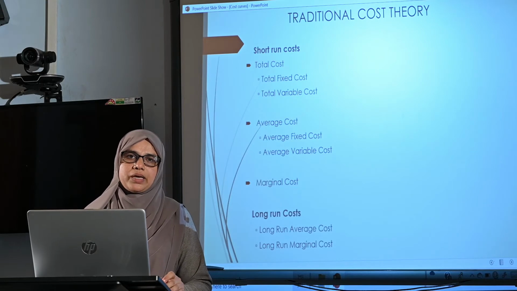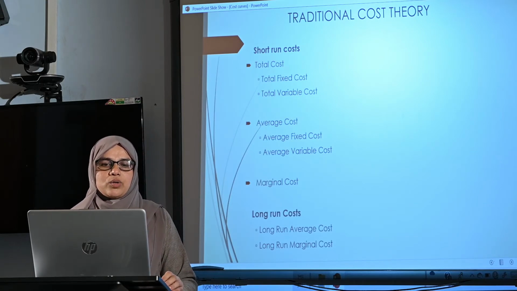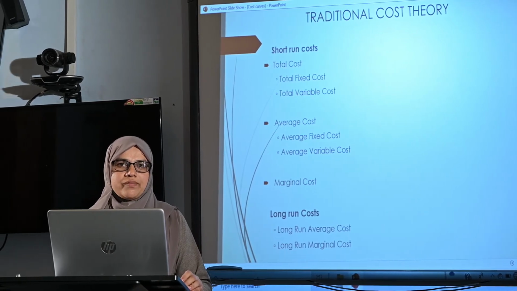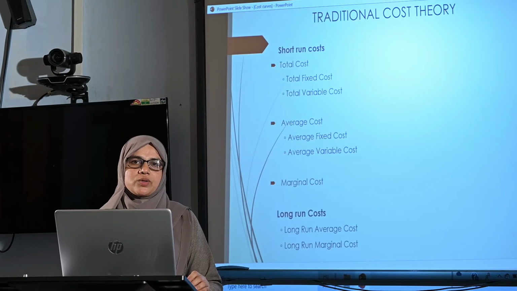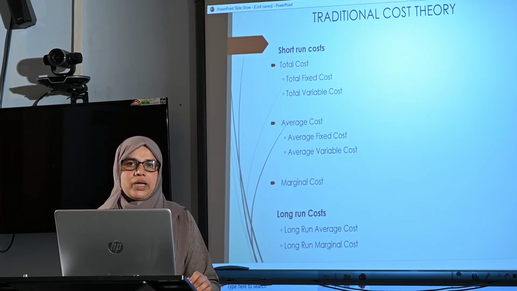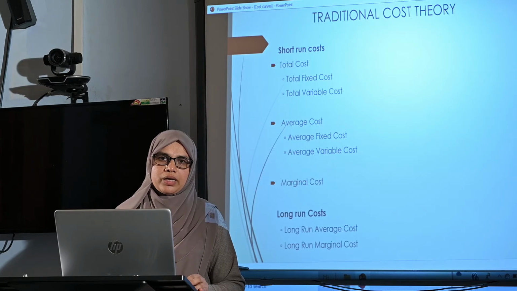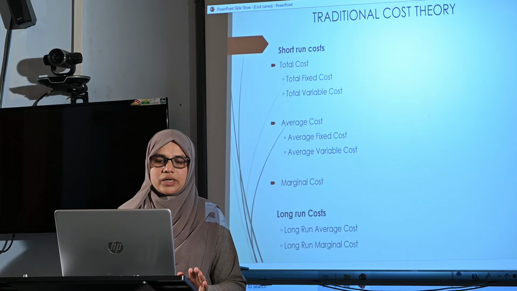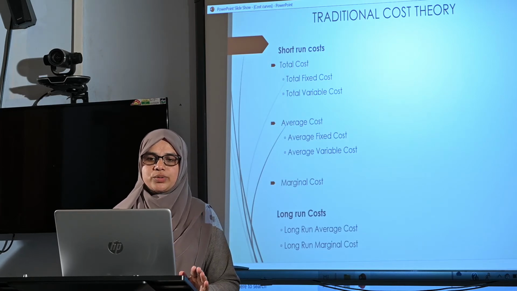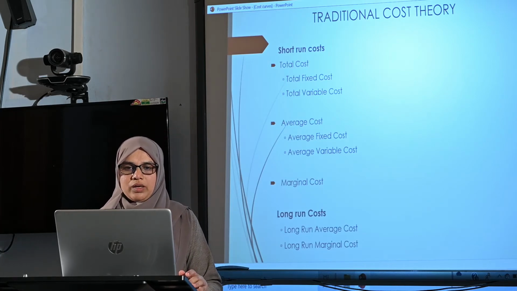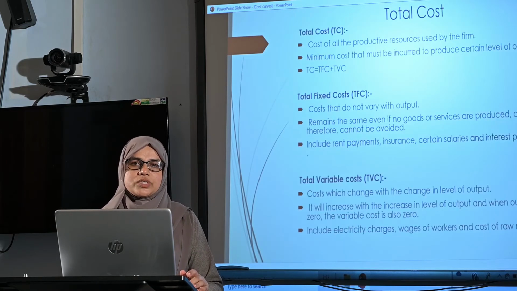Short run costs are mainly total cost, which includes total fixed cost and total variable cost, average cost, which include average fixed cost and average variable cost, and marginal cost. In the long run, there are only variable inputs. Accordingly, long run costs are long run average cost and long run marginal cost according to traditional cost theory. Now let us see all these costs one by one. First one, total cost.